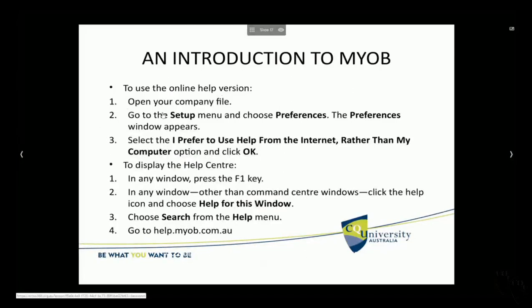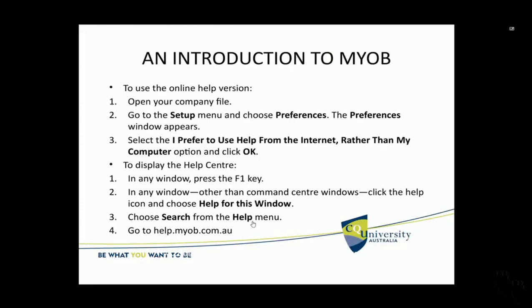To use the online help version, I've got step-by-steps here. It's going to mean nothing to you if I read it out now. But the main thing I want you to remember from this slide, so hint, hint, put your ears open, press the F1 key. F1 equals help in MYOB. So in any window, you can press the F1 key and that will automatically bring up the help window, and then you can search and type in your questions and follow it through from there. I've also put on this slide the URL that you can type into a browser if you aren't wanting to use the F1 key within a window.